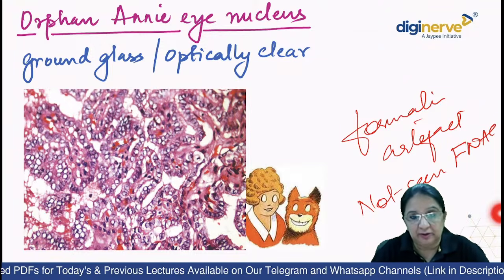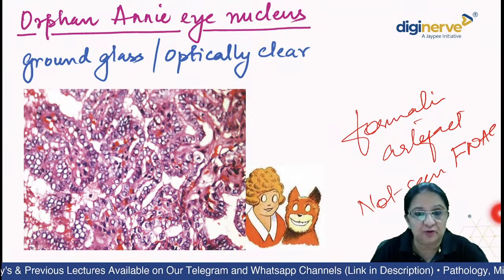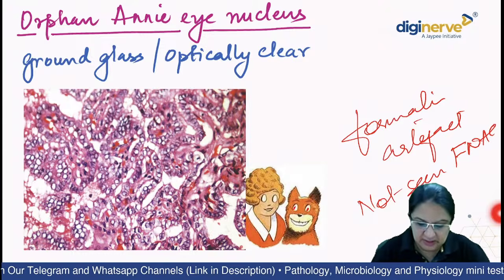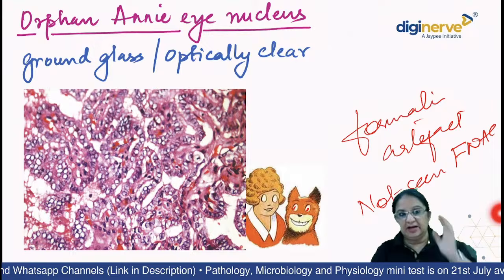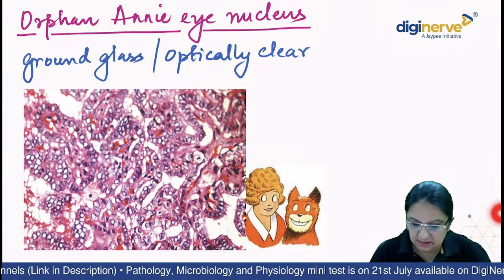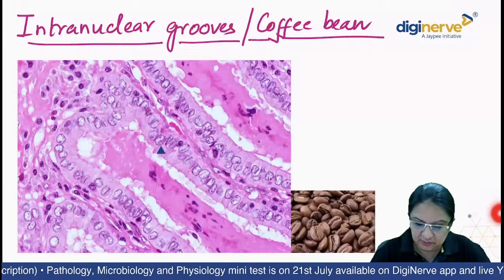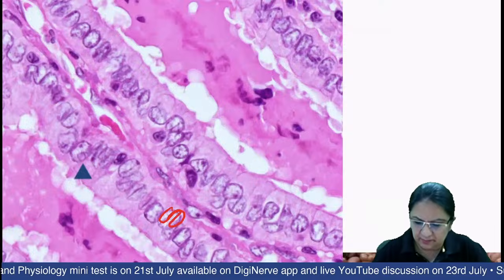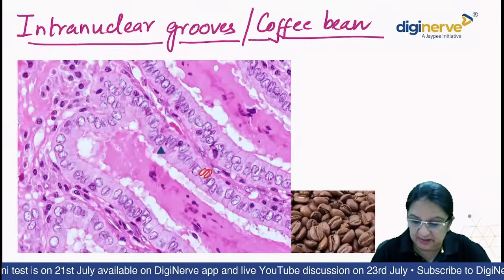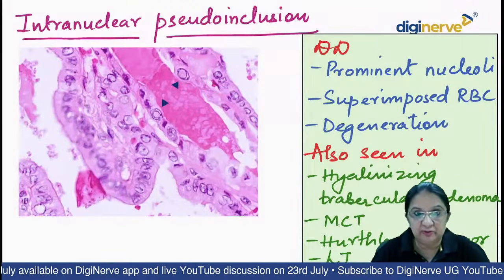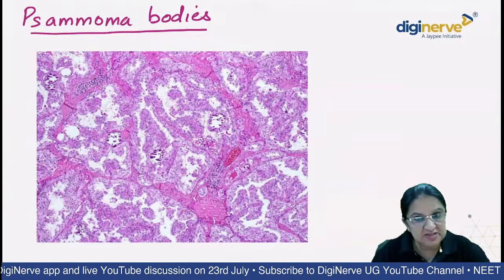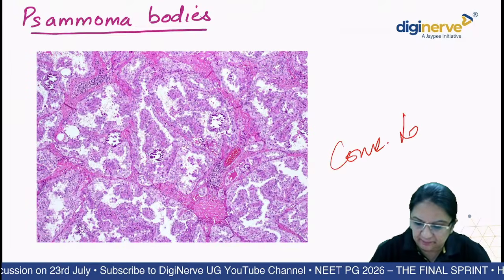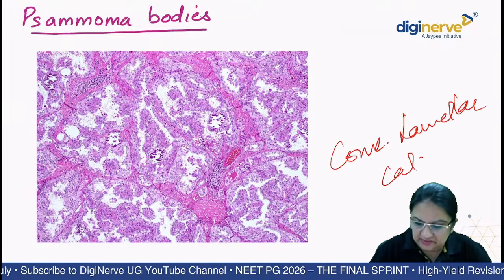Why do we call it Orphan Annie? Annie was a cartoon character whose pupils were not drawn, right? So you see optically clear, ground glass nuclei in papillary thyroid cancer. Then you have intranuclear coffee bean-like grooves. Then you have intranuclear pseudo-inclusions also, plus very characteristically psammoma bodies. What are psammoma bodies? These are concentric lamellar calcified structures.